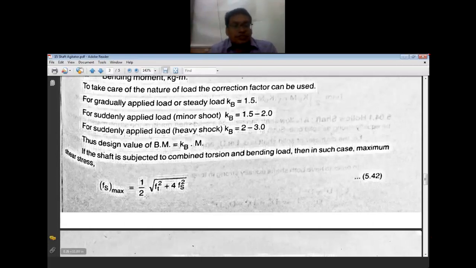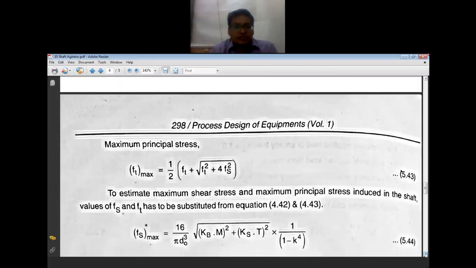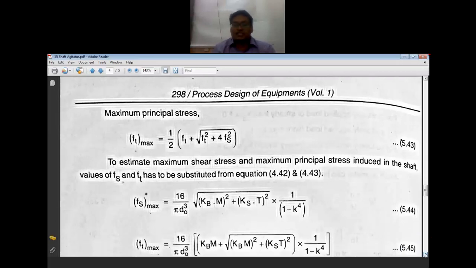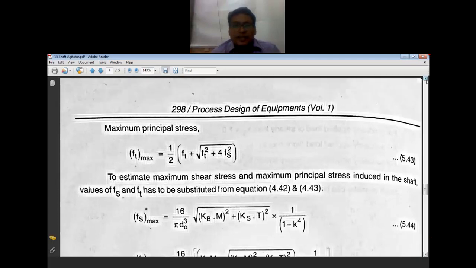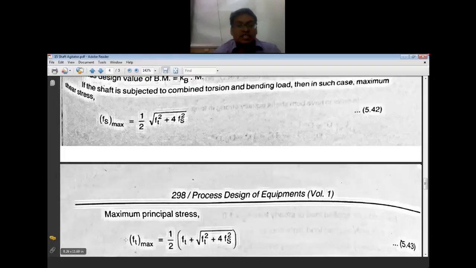So the maximum shear stress is equal to 1 upon 2 root of Ft square plus 4 times Fs square, and the second is the maximum principal stress theory, which is Ft. Ft is the tensile stress. In maximum principal stress theory, Ft is taken into account. In maximum shear stress theory, Fs is taken into account. So failure occurs because of the maximum shear stress. The second situation is that of maximum principal stress, where the principal stress is the tensile stress, so failure takes place because of the maximum tensile stress. These are the different theories by which failure can take place.